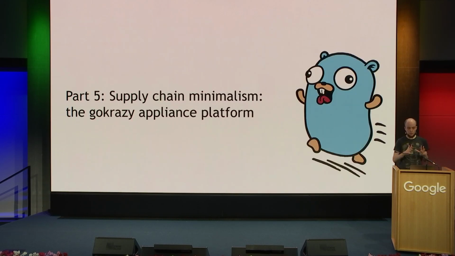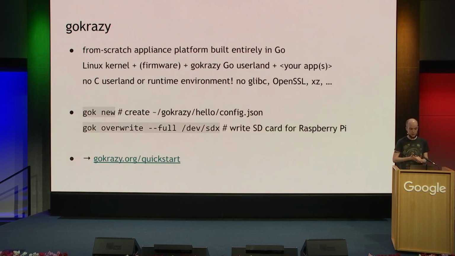All right, so now with all of that out of the way, let's change mindset a little bit and talk about supply chain minimalism. For this, I want to present the gokrazy appliance platform. This is a from-scratch appliance platform that I created entirely in Go. This is important because of the supply chain security perspective, right? If you think about it, there are only 4 parts that go into your appliance if you use gokrazy to build it. We will need a Linux kernel so that we have something to boot up your machine. Maybe there's some firmware involved, like on a Raspberry Pi, you need some binary blobs to bring it up. If you're on a PC, you can just use a standard UEFI, that's fine.